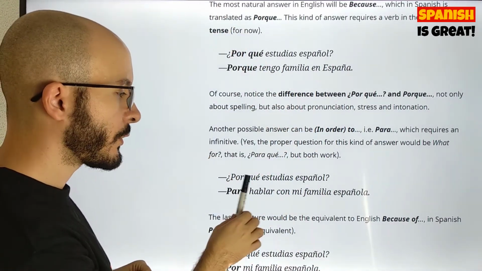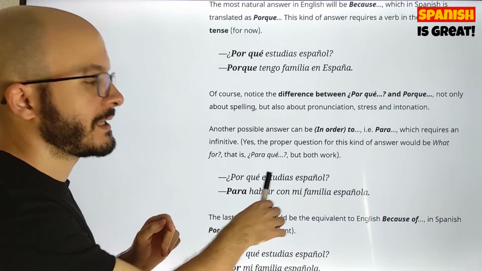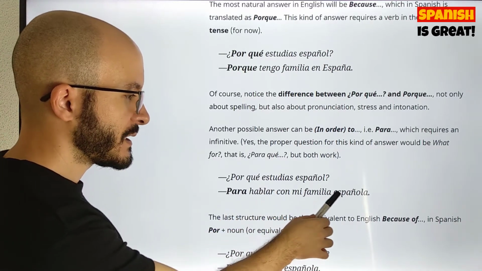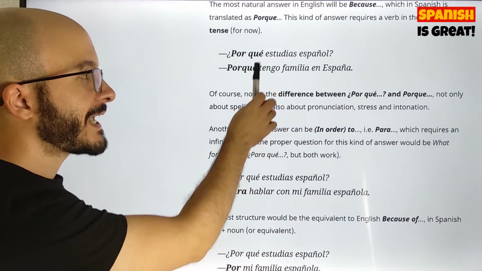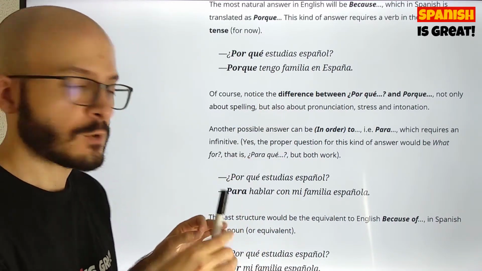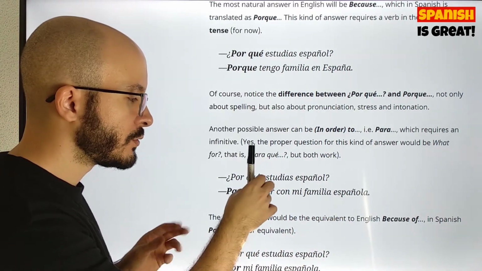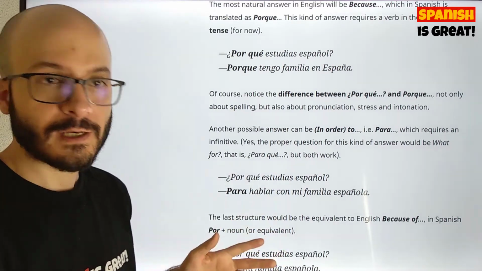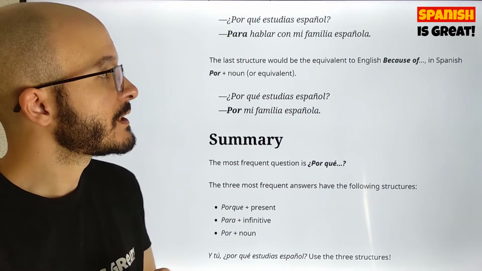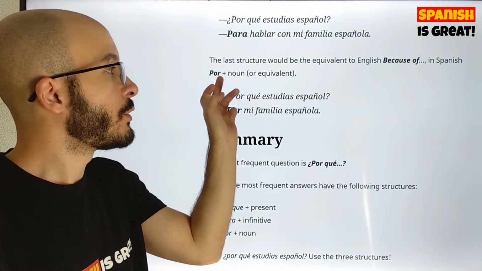So, for example, ¿por qué estudias español? Of course, it could be also ¿para qué estudias español? Para hablar con mi familia española. So here we see no tengo, present. Here, para hablar, infinitive. Okay? Para hablar con mi familia española. In order to talk with my Spanish family. Okay? And then the last structure would be the equivalent to English because of, whatever, in Spanish por plus noun or equivalent, no?